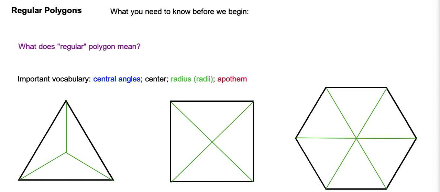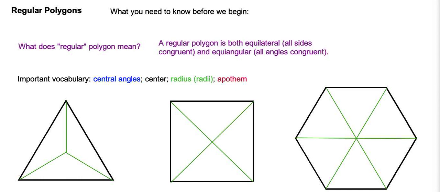First of all, we need to know, what does regular polygon mean? A regular polygon is both equilateral, which means all sides are congruent, and equiangular, which means all angles are congruent. Next, let's look at some important vocabulary: central angles, center, radius, and of course the plural of that is radii, and apothem.